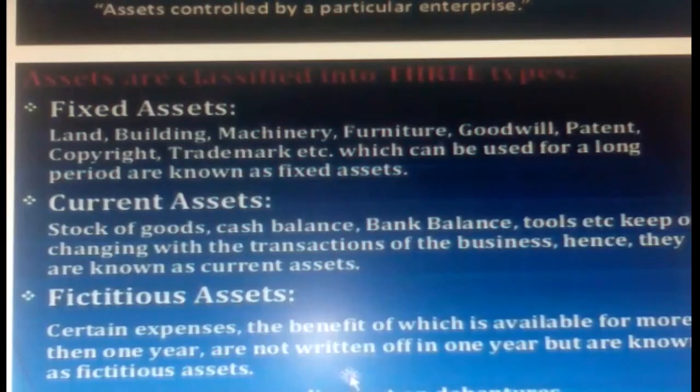Then fictitious assets. Definitely certain expenses, the benefit of which is available for more than 1 year. For example, advertisement expenses: we can't expect the result in the same year. It may be more than 2 or 3 years, correct? That is called fictitious assets.